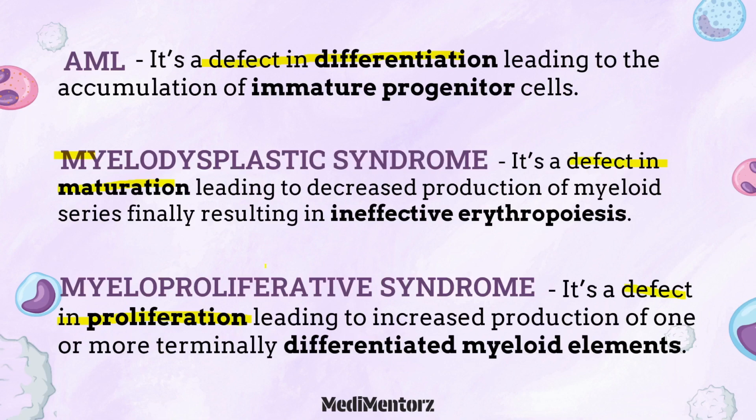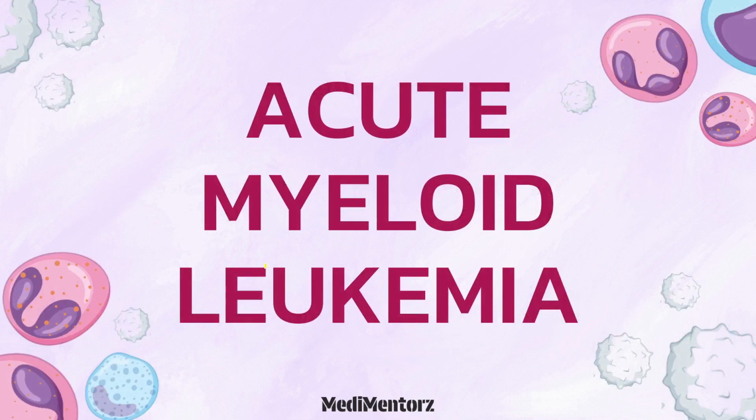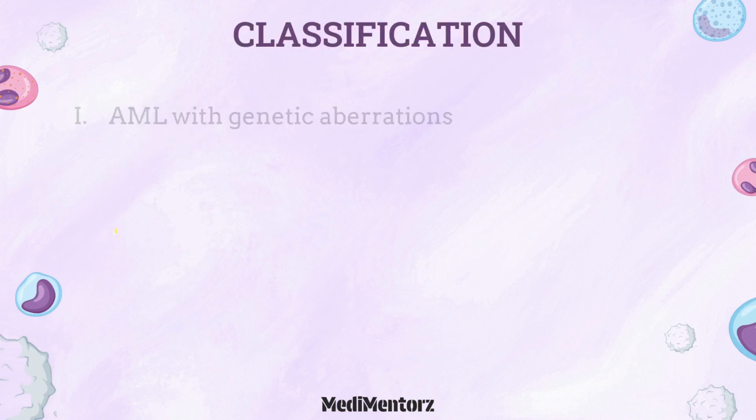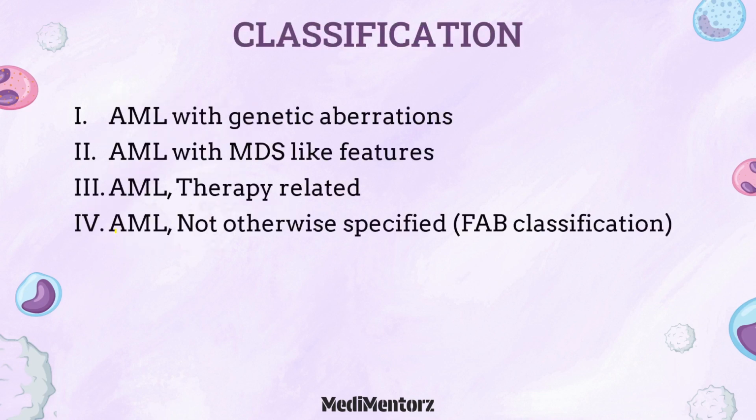Now let's see acute myeloid leukemia in detail under topics such as classification, pathogenesis, morphology, clinical features, and a short note on treatment. Moving on to classification. In pathology, with regard to any cancer, you should always stick to the WHO classification of the cancer. The WHO classification of acute myeloid leukemia is grouped into four. The first is AML with genetic aberrations.